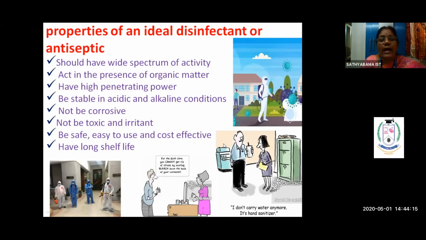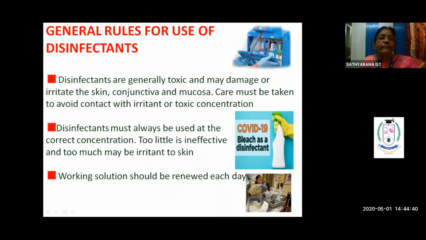It should be able to act in acidic and alkaline pH. It should not be corrosive. Suppose you are applying it onto a metal surface, it should not cause any rust. It should not be toxic and irritant. That means it should be safe to handle on skin. It should be easy to use and cost effective. And last but not the least, it should have a long shelf life.